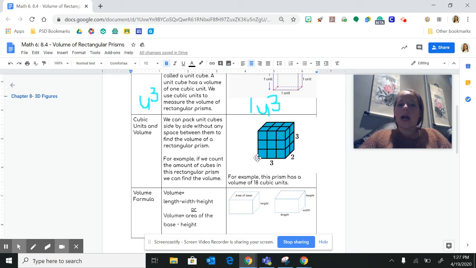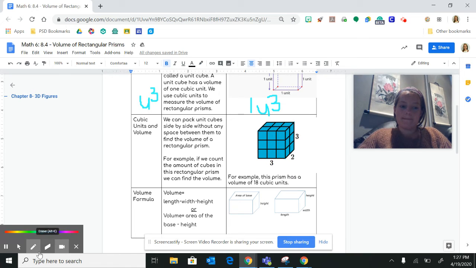So for example, if we count the amount of cubes in this rectangular prism, we can find the volume. And I know it already tells us this is 18 cubic units, but we see that this is 3 by 2, which means on the bottom layer, there are 6 cubes. And if we multiply 6 times 3, or we do 6 plus 6 plus 6, we get a total of 18 cubic units, which we would write as 18u³.